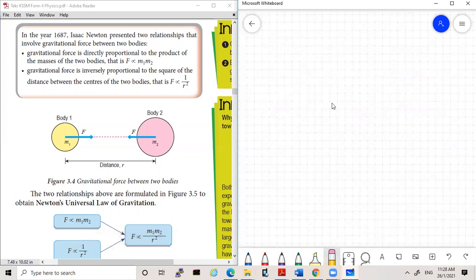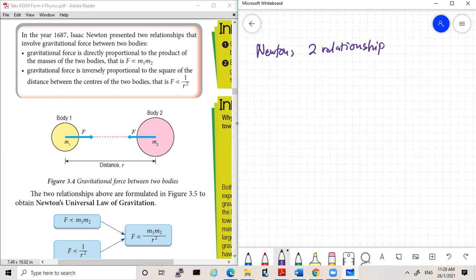For today, we look more specifically into Newton's universal law of gravitation, and how the physicists came up with the equation of the law itself. Before coming up with the law, Isaac Newton had formulated two relationships to tell about the gravitational force.